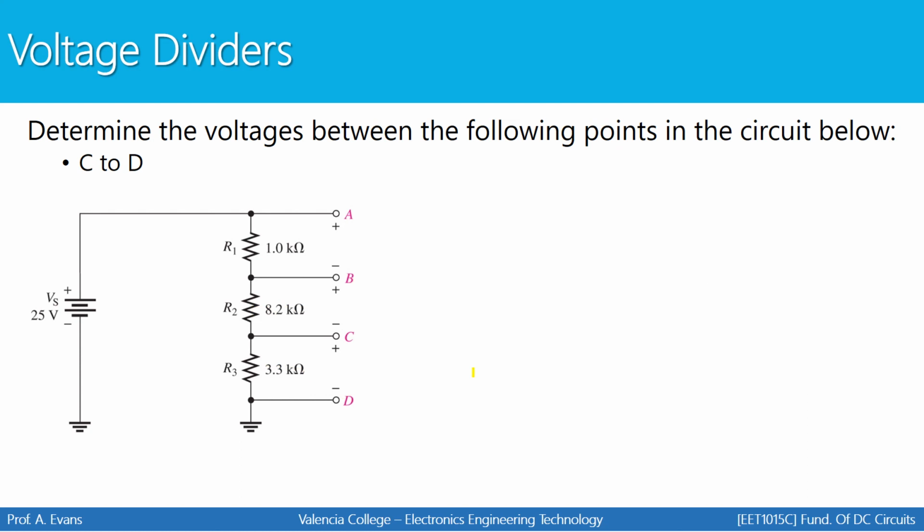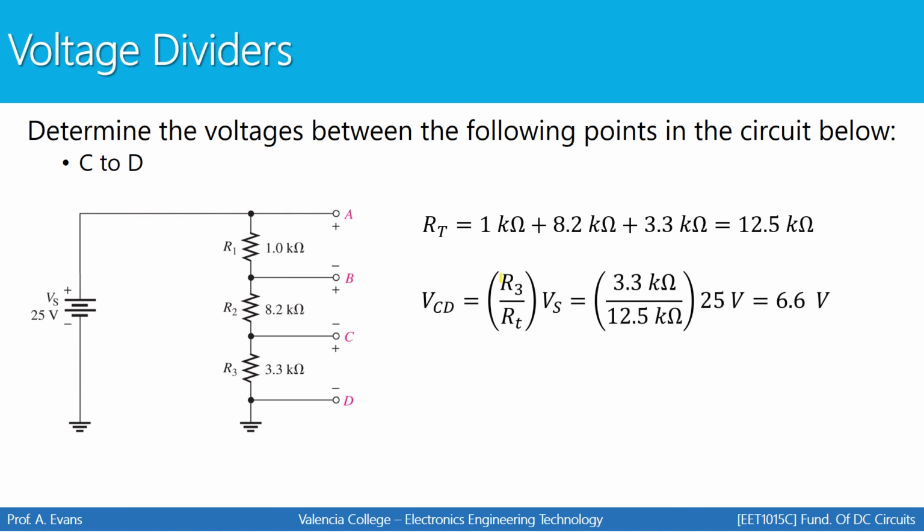And then point C to D, using a voltage divider, start with your total resistance. And your numerator is simply going to be R3 because that's the only resistance you have from point C to point D.